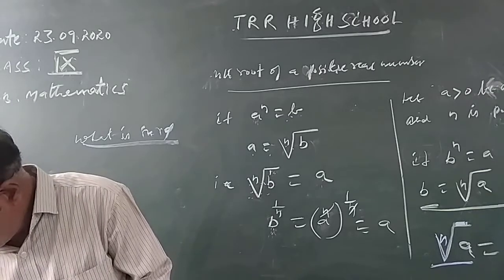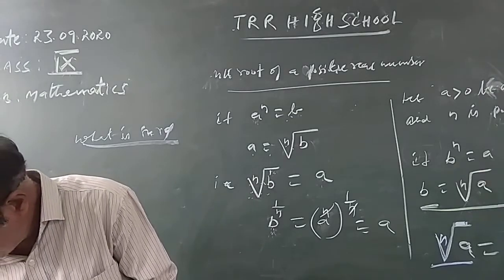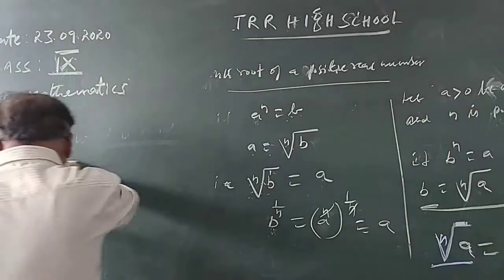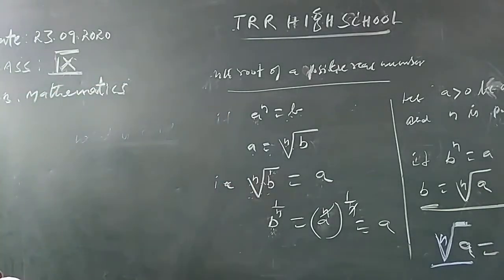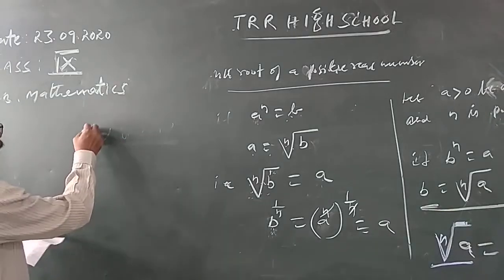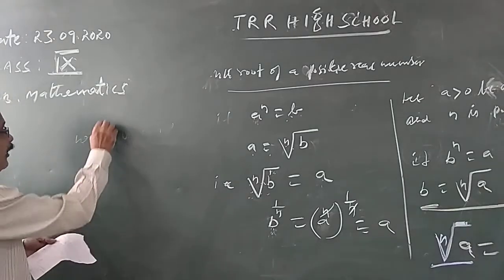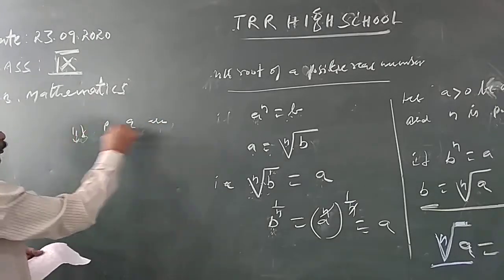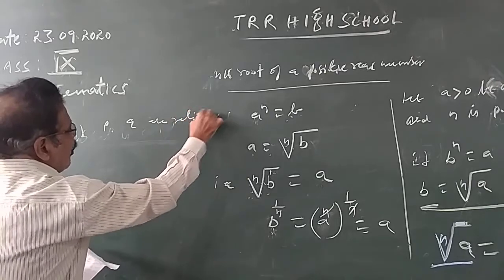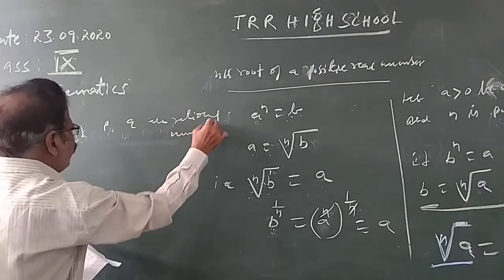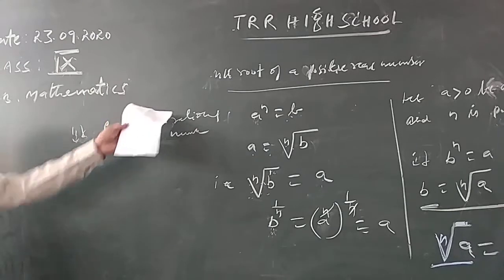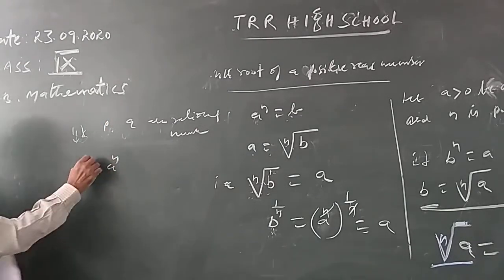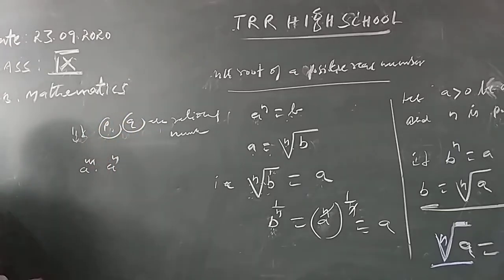Now let us apply the laws of exponents to rational numbers. We know that p and q are rational numbers, same rule. Just now we discussed laws of exponents, that is a to the power of m into a to the power of n. Instead of m and n, you write p and q. P and q are rational numbers.